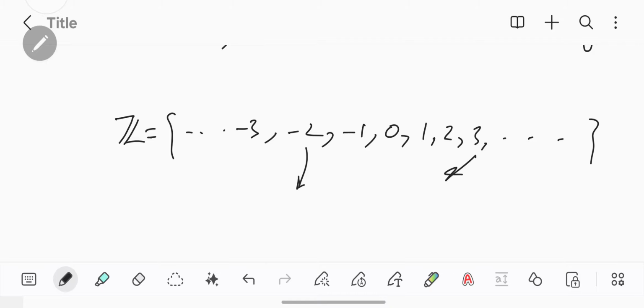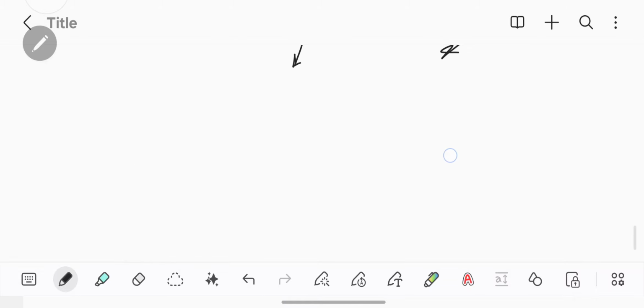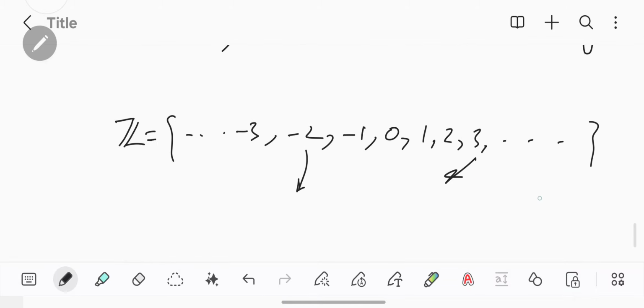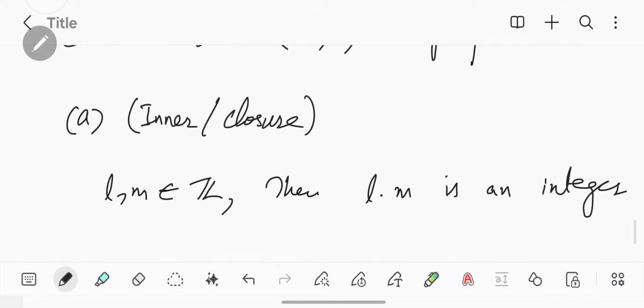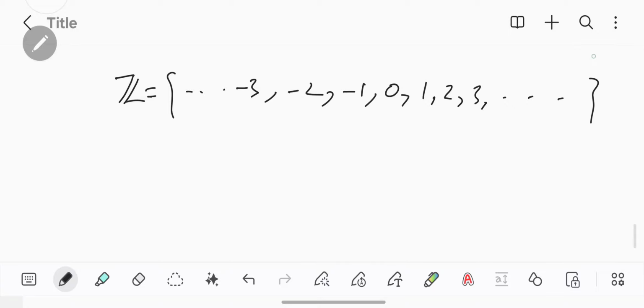So this is true for all 2 numbers. Whenever you take any 2 numbers from this set and multiply, you will get the resultant number either on this side or on this side. That means the inner property is satisfied for the set of integers with respect to multiplication.